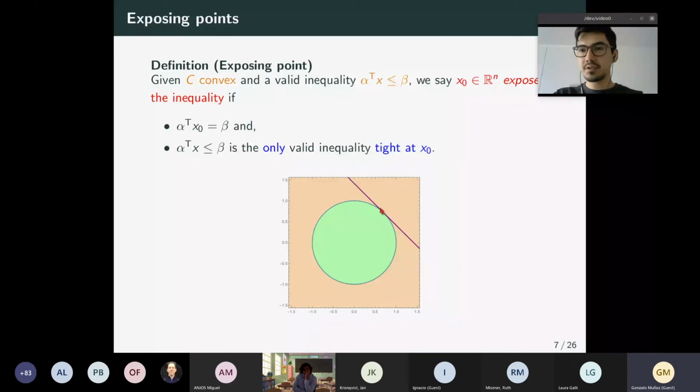So let me give you an example of this. If I look at this point right here, where I have the mouse pointer, and I look at the purple inequality. So in C, which is the ball, that point x0 is the only tight point on this inequality. Sorry, I said it the reverse way. This inequality is the only valid inequality tight at that point. All the other valid inequalities around here will not be tight at that point. So in this case, we say that this point is exposing this inequality. The idea behind this exposing notion is to capture the idea that we do need this inequality.